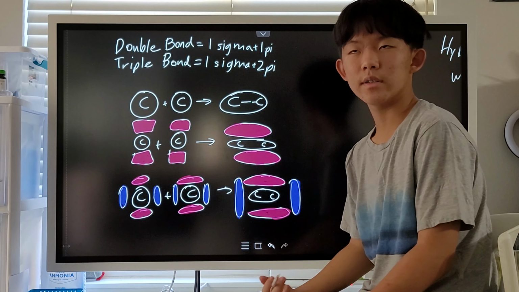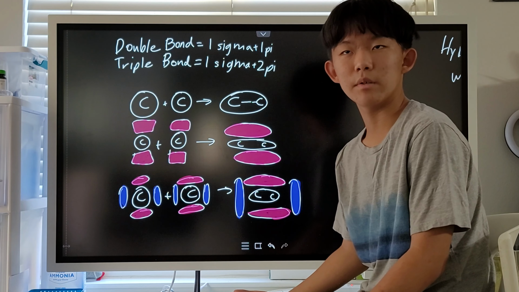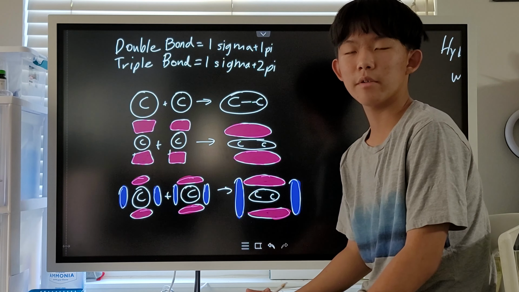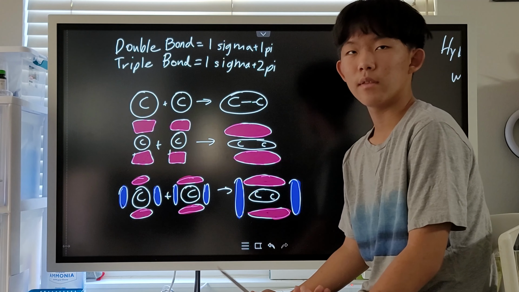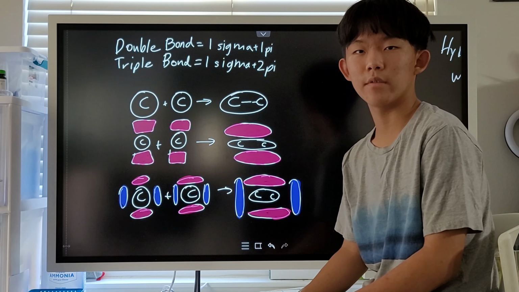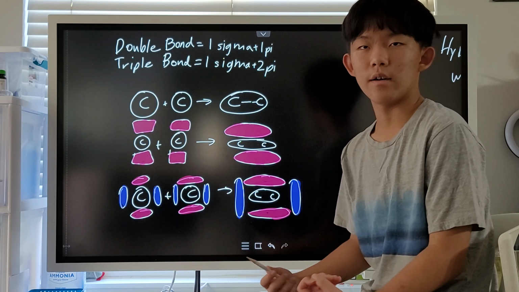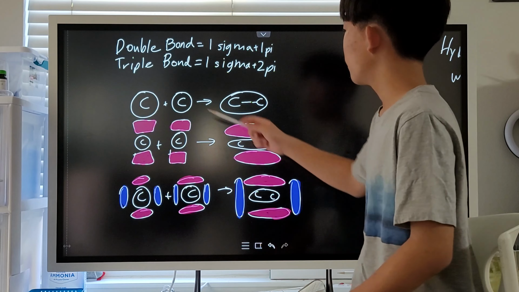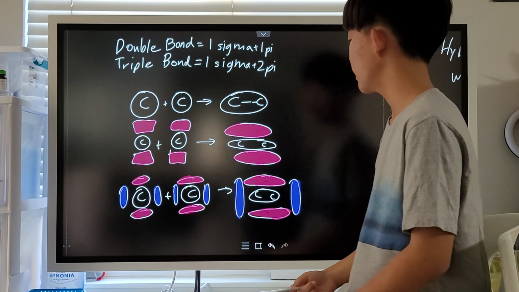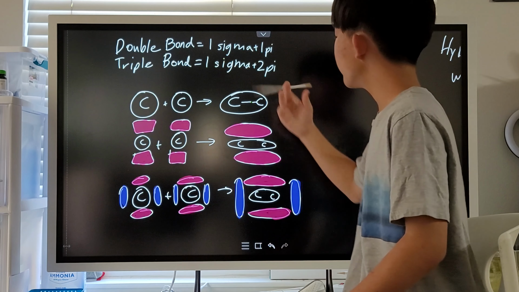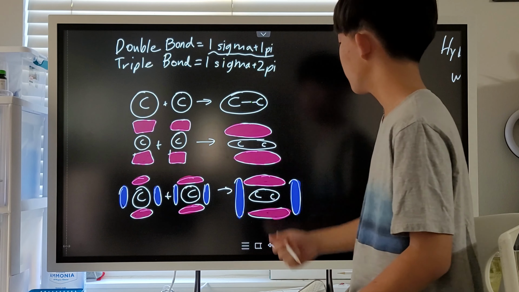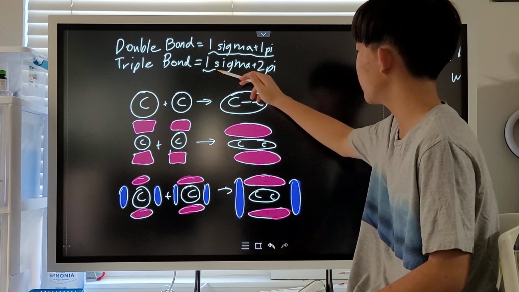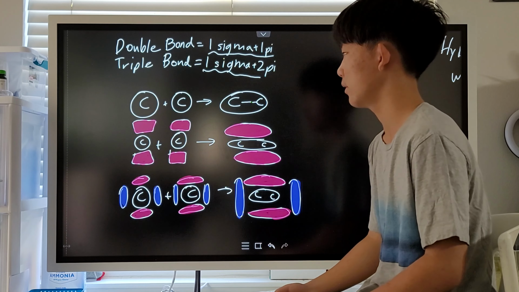Now, usually a single bond is always a sigma bond, because we can memorize this with s and s. This is because there's no way a pi bond can form if you have only one bond. For a double bond and triple bond though, the story is a little different. For a double bond you have one sigma bond and one pi bond, and for a triple bond you have one sigma and two pi bonds.